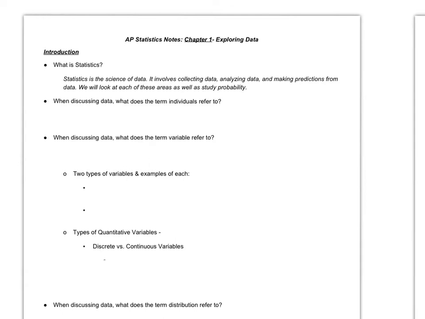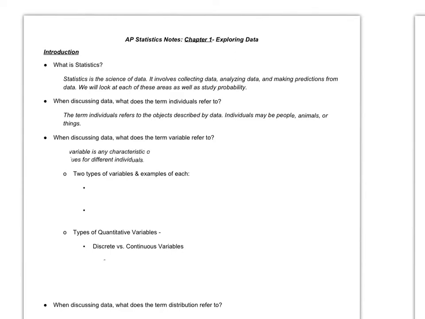As we discuss data, we're going to be talking about the terms individuals and variables. When we talk about individuals, what we're talking about is the objects that the data is describing. These objects can be people, animals, or things. Okay, so these would be what we call individuals. Now from these individuals, the actual information that we collect is what we call a variable. A variable is any characteristic of the individual that we're going to be studying. It can take on different values for different individuals.